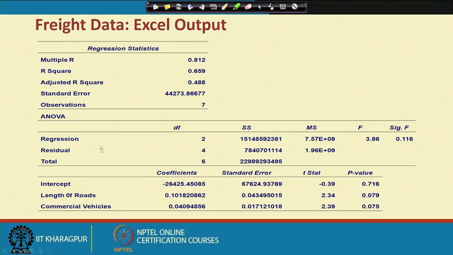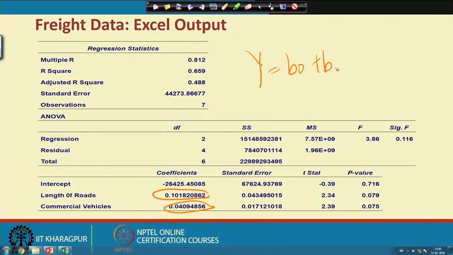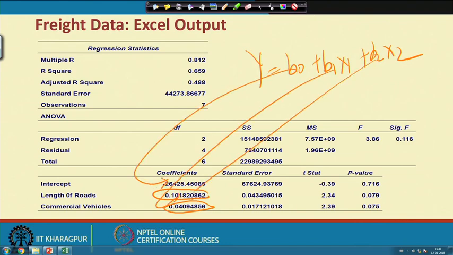And again, once you go to the Excel output, it will give you these: this is the intercept, this is the x 1 coefficient, and this is the x 2 coefficient. So technically our model will be y equal to b 0 plus b 1 x 1 plus b 2 x 2. Now, b 0 is this much, b 1 is this much, and b 2 is this much. So accordingly you have to fit the model, and then you go for the predictions.